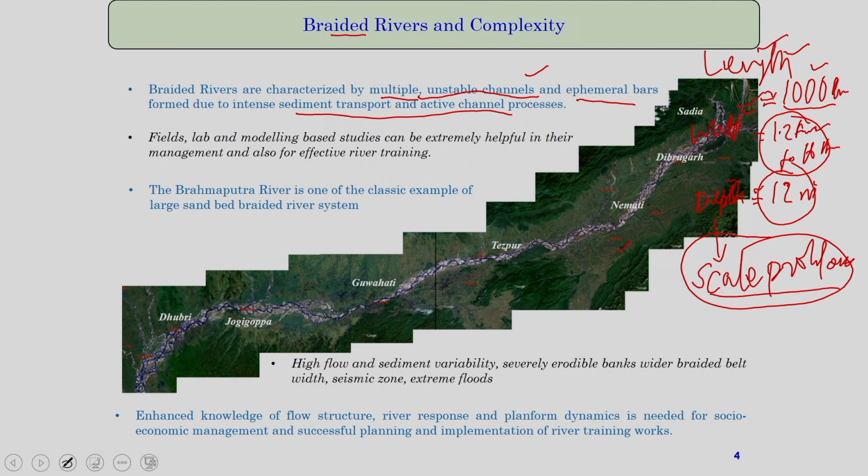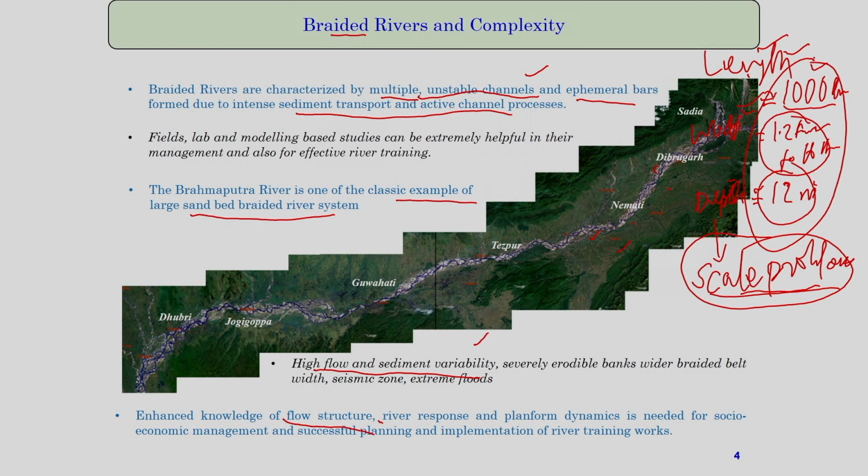That is why these are classical examples of large sand bed rivers. As I said, if you look at these figures, there are multiple channels, and these channels are quite dynamic, with very high flow and sediment variability. That is what I discussed earlier, and that is the reason we should know how the flows are happening, which are very complex processes. Mostly I want to emphasize the scale problems in river flow systems, because the length, width and depth dimensions themselves differ by orders of magnitude.